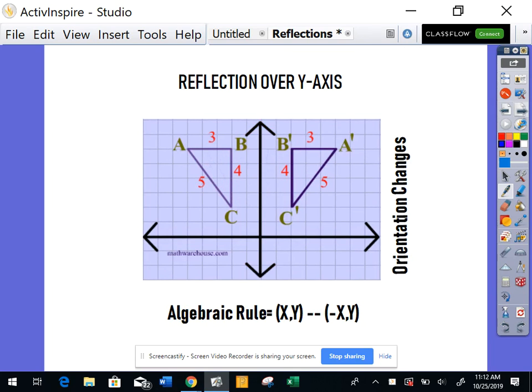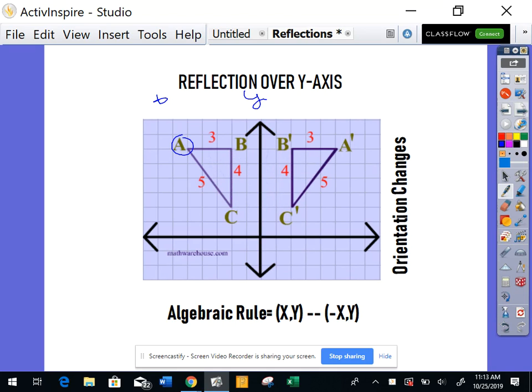So let's move on to this next slide, and we'll show you what a reflection really looks like, okay? This is an example of a reflection over the y-axis. Here's our y-axis, going up and down. We start on the left side, and then we move to the right side of the axis, okay? Down here at the bottom, we have the algebraic rule. The algebraic rule is (x, y) becomes (opposite x, y), all right?